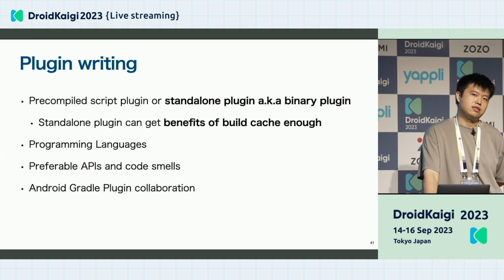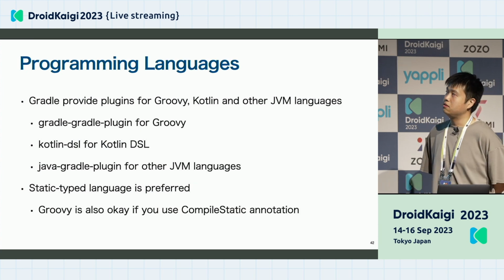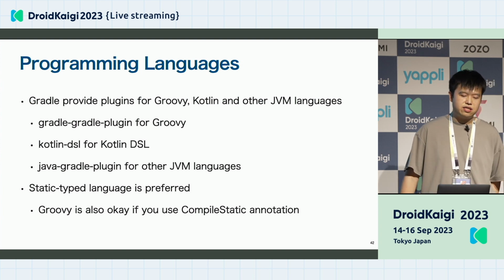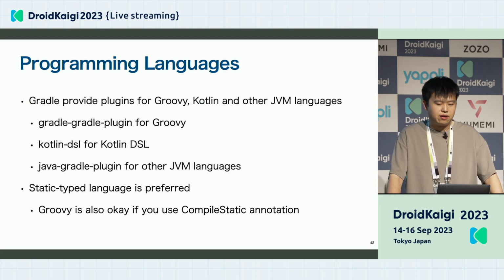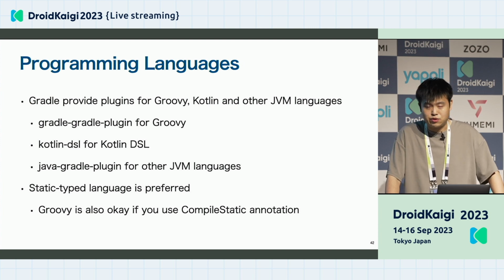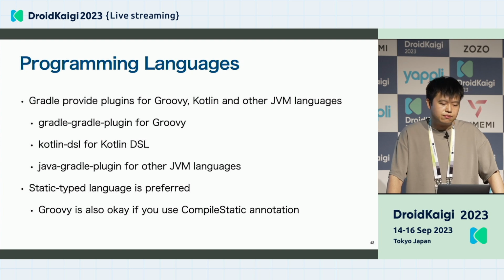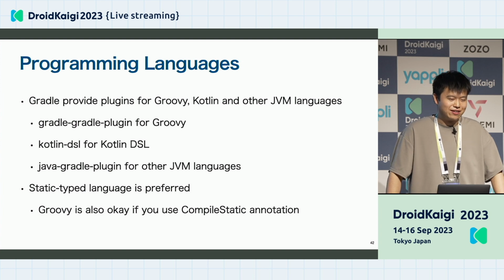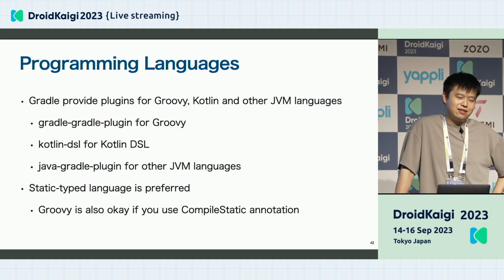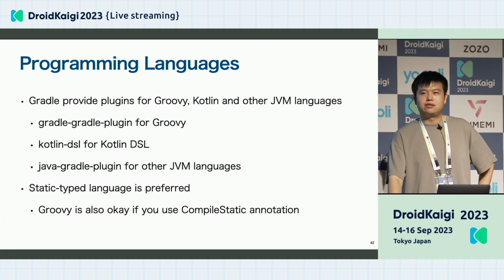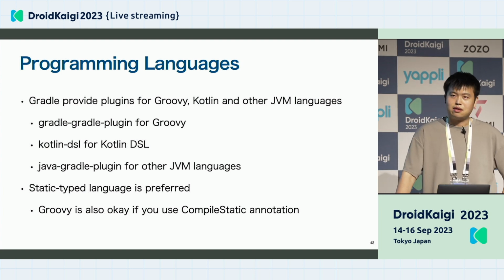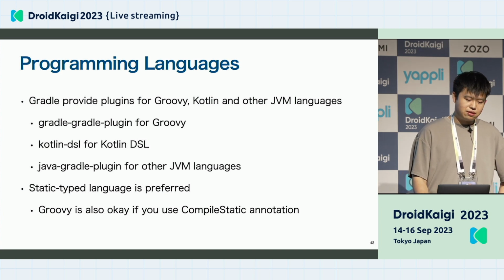Next is programming language. For Gradle plugin development, we can use any JVM languages to develop Gradle plugins. Gradle provides three plugins for each language to develop Gradle plugins itself. That's Groovy for Groovy, Kotlin DSL for Kotlin, and Java Gradle plugin for other JVM languages.